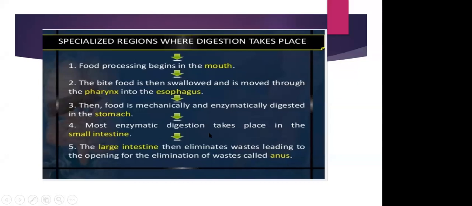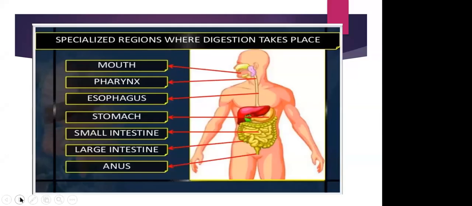So from mouth to anus, this flow chart shows the specialized regions where digestion takes place. This is the general flow chart which explains the pathway of digestion from mouth to anus. Now let us see the actual diagram. Look at this diagram, children.